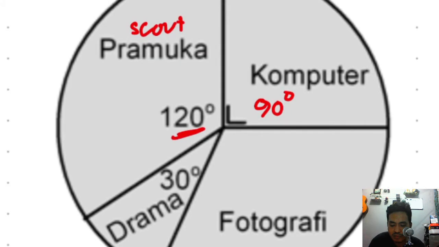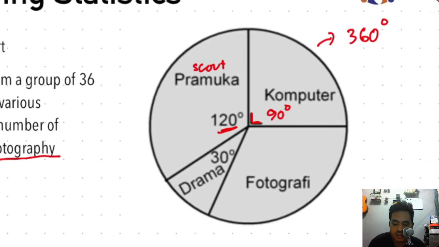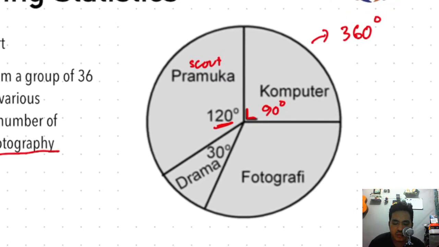Why? Because we have this symbol right here. It means 90 degrees. And then drama or cinematography. Yes, I remember now. Cinematography is 30 degrees.